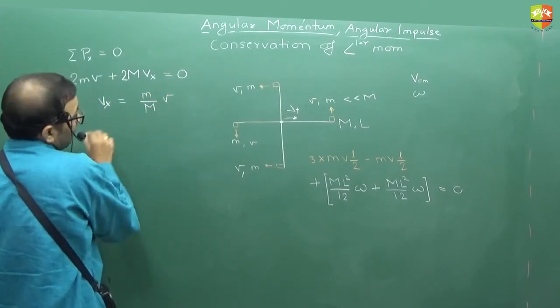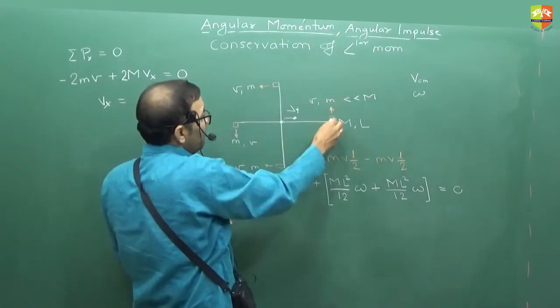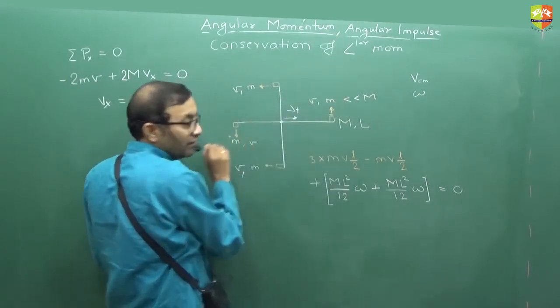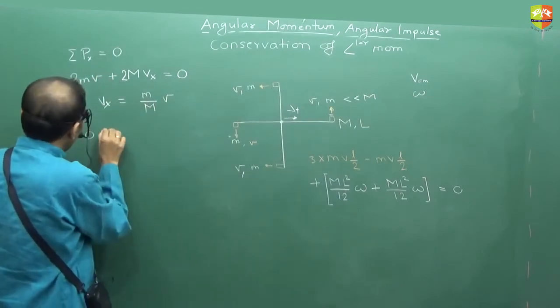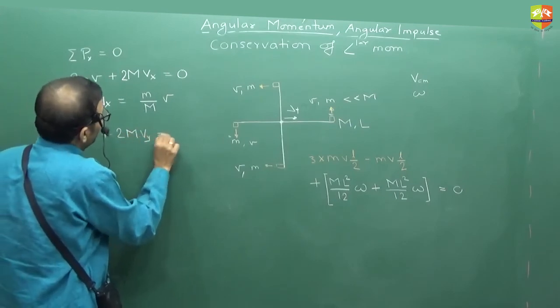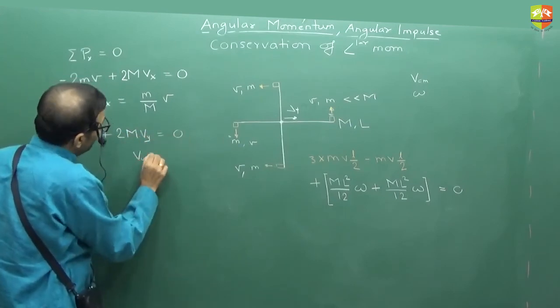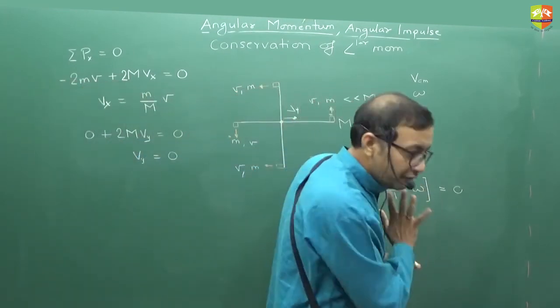Vy will be what? You can see that along the y direction, the momentum of this bullet cancels away. So momentum of the bullets is 0 plus momentum of the rod equal to 0, so Vy is 0. Okay, so it will only move in the x direction with Vx.